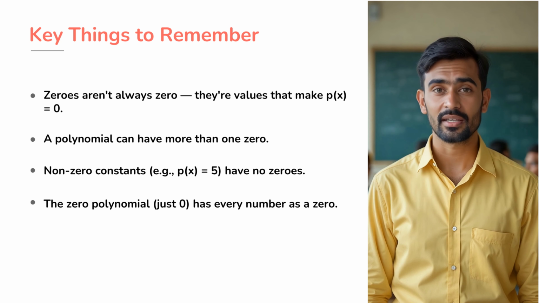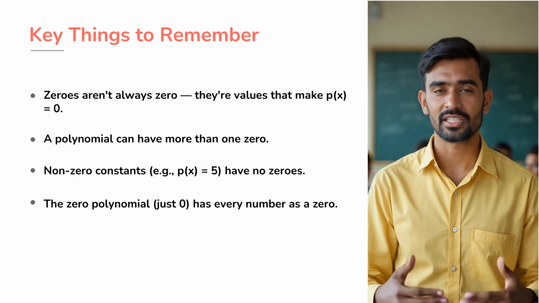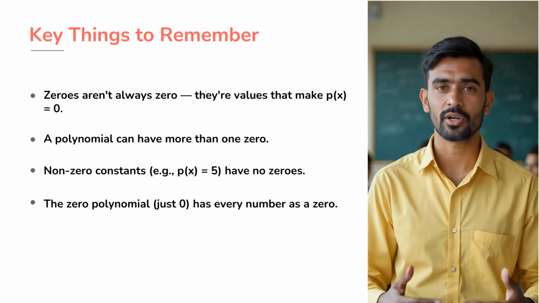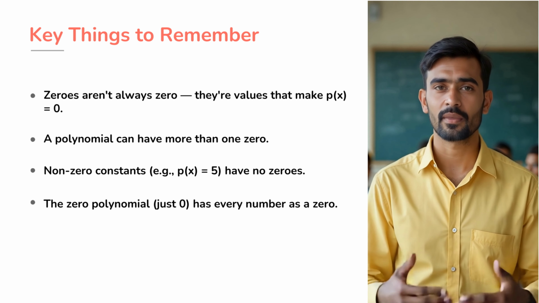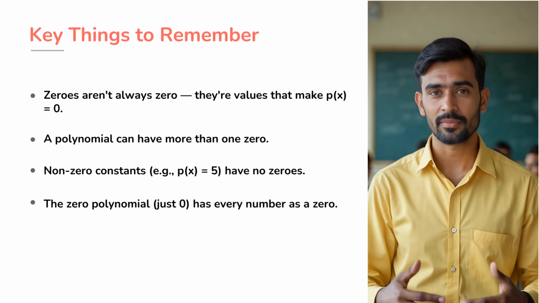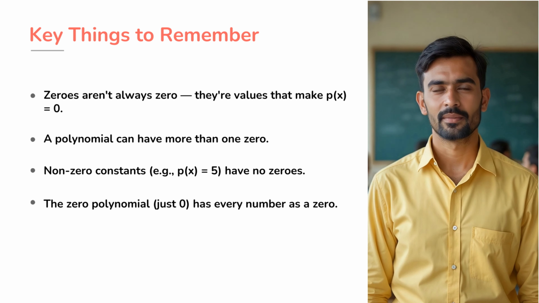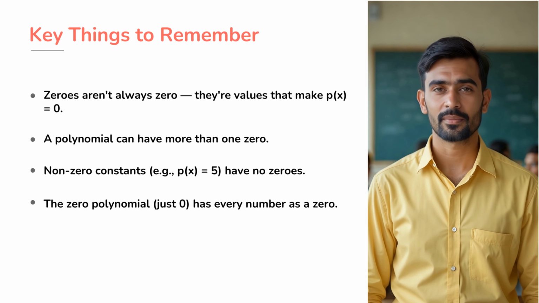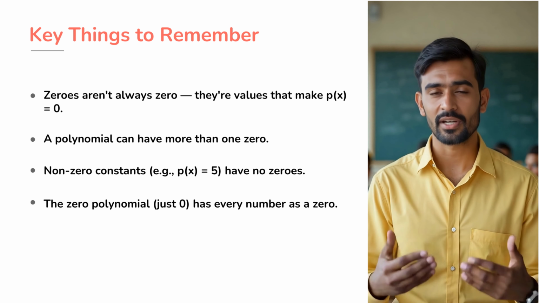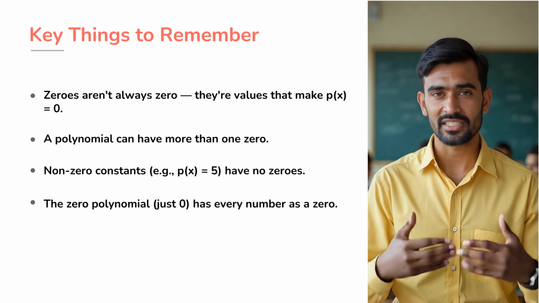Before we move on, let's lock in a few important facts about zeros of polynomials. A zero doesn't have to be the number 0. It's any value that makes the polynomial equal 0. A polynomial can have more than one zero, depending on its degree. A non-zero constant polynomial like 5 has no zero. It never becomes 0. But a zero polynomial, just the number 0, has every number as a zero. These simple rules can save you from common mistakes.